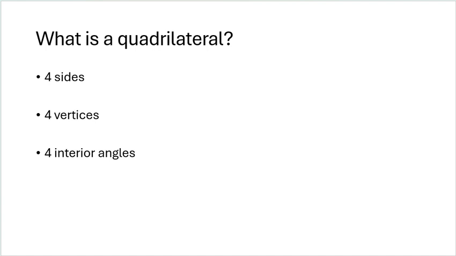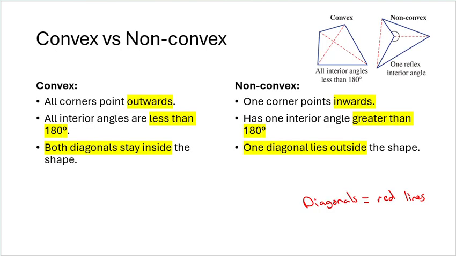Now, first of all, what is a quadrilateral? It is just a shape with four sides, four vertices, and four interior angles. Now, the most important part, convex versus non-convex. So with convex shapes, you have all corners pointing outwards. All interior angles are less than 180 degrees. And finally, both diagonals stay inside the shape. Now, if you're wondering what the diagonals are, just the red dotted lines in the diagram in the top right here. That's what they are.